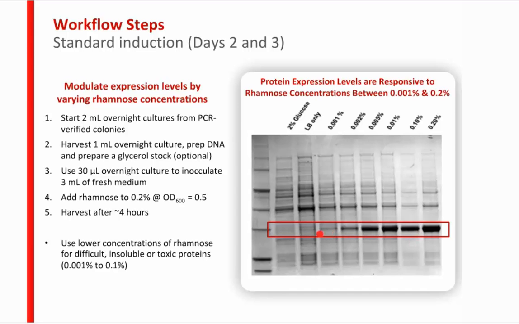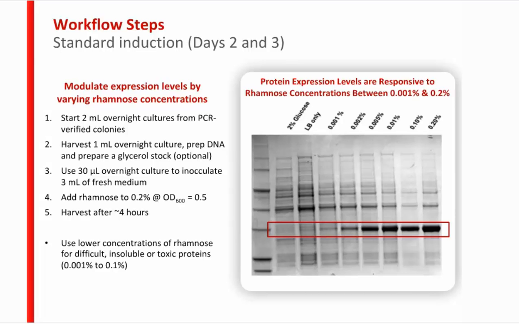This lane here is LB only without Rhamnose. So there's maybe a hint of something going on there, but really, virtually no expression. And then this lane is actually no Rhamnose, but with 2% glucose. And glucose acts as a repressor for this particular system. So there's very tight control. There's absolutely nothing coming through there that we can see on this gel. So if you have a very difficult or toxic protein, you can always back down on your Rhamnose concentration and slow down your expression levels, slow down what your cells are doing, and try and get that toxic protein to be expressed at a level that the cell can tolerate.